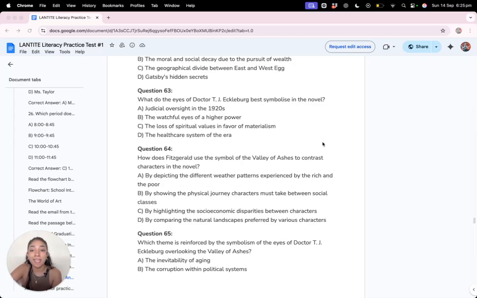So we know that it's answer C, the loss of spiritual values in favor of materialism, and that's because the eyes on the billboard symbolize the overlooking of traditional moral values in the rampant materialistic pursuit of the era.